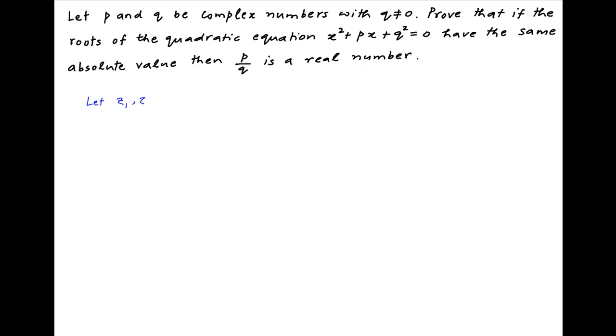Let z1 and z2 be two complex numbers which are the roots of the given quadratic equation x square plus px plus q square is equal to 0.